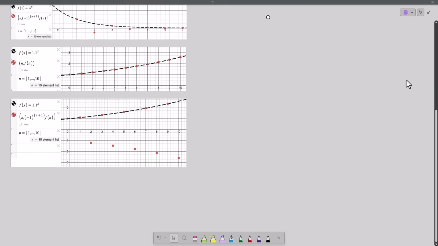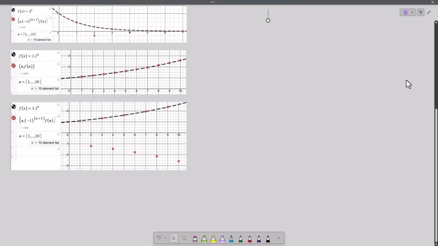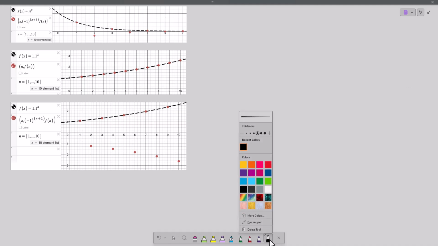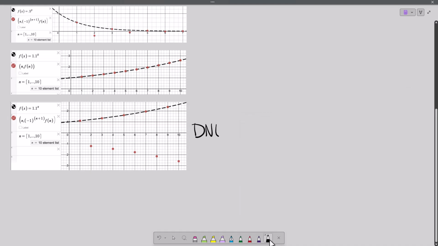Down here, I have negative 1.1 to the n. So it's going to oscillate. Parts of it will go towards positive infinity, parts will go towards negative infinity. So the only thing we can say about the limit is that it does not exist. So this one does not exist. The limit does not exist.